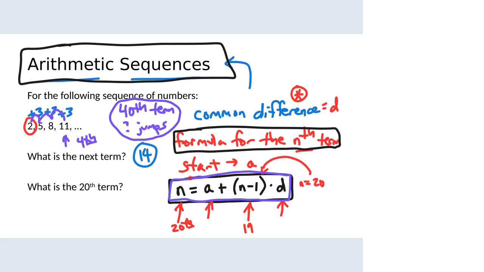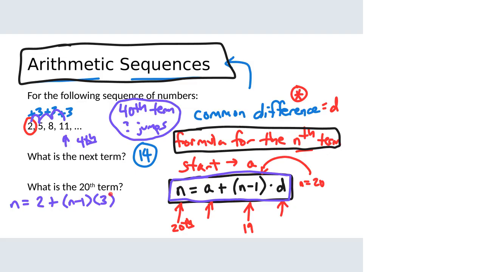And then for this particular arithmetic sequence, we know what A is and we know what D is. We're going to be able to plug in for those, so we can do that. So we're going to say the nth term equals the first term, which is 2, plus n minus 1 multiplied by the common difference, which is 3.